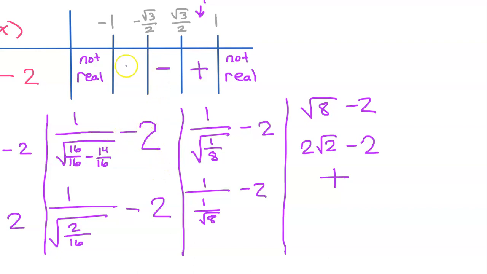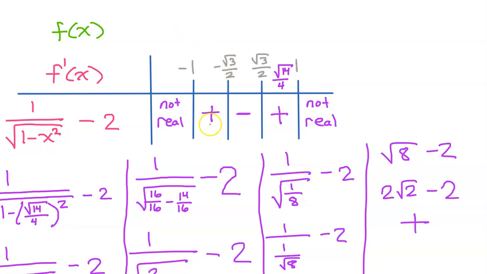I'm not going to go through all that again for this last interval. It's the same exact thing, so it's going to also turn out to be positive. We know that if the derivative is positive, the original function is increasing. If the derivative is negative, the original function is decreasing. So that tells us that we will have a relative max at this x value and a relative min at this x value.